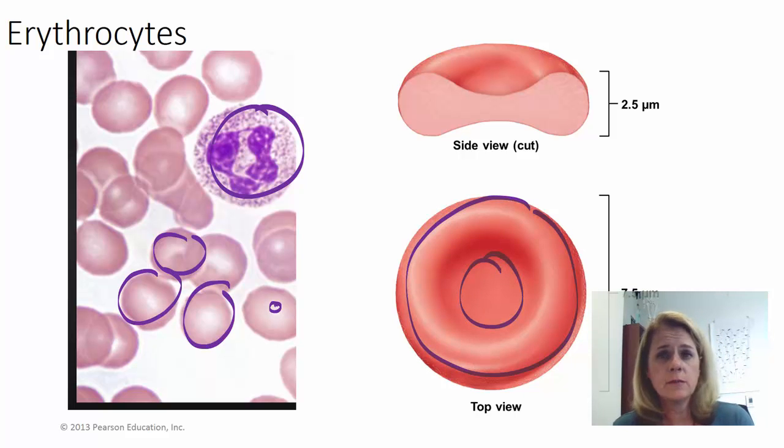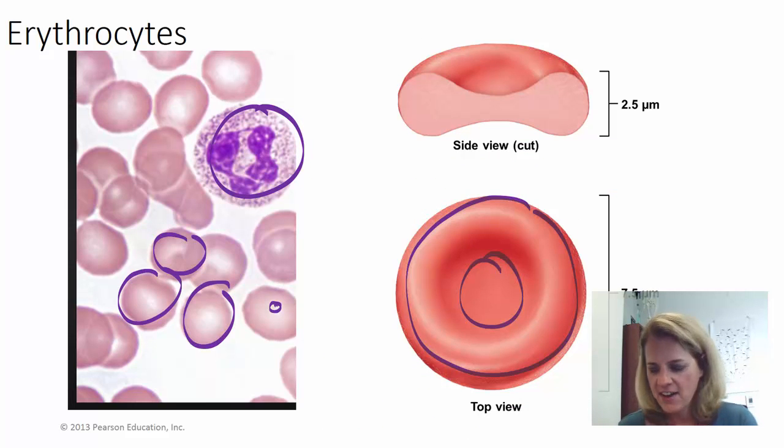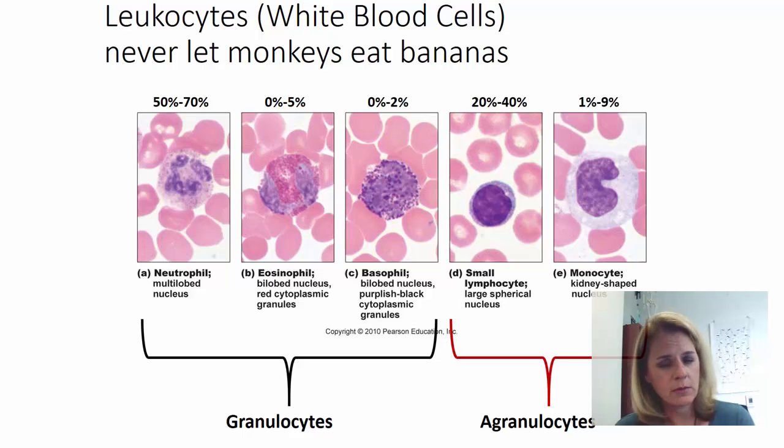They're really easy, because whenever you look at a slide, they're all the ones you see. You just see tons and tons of red blood cells, so it's really not that hard. All right, it gets a little more difficult with the white blood cells.